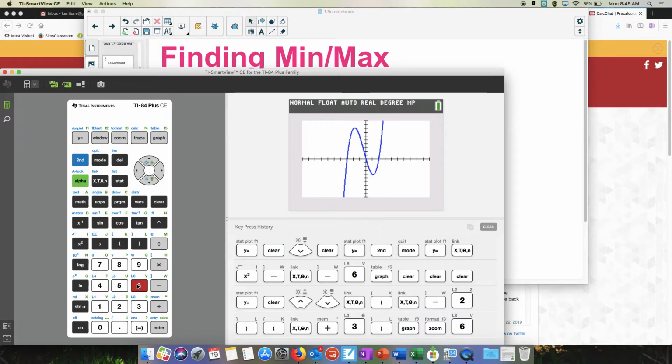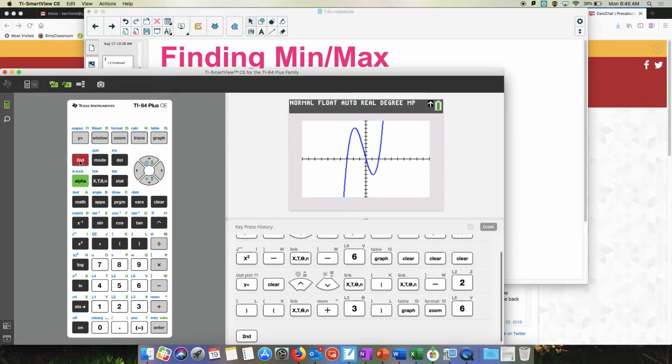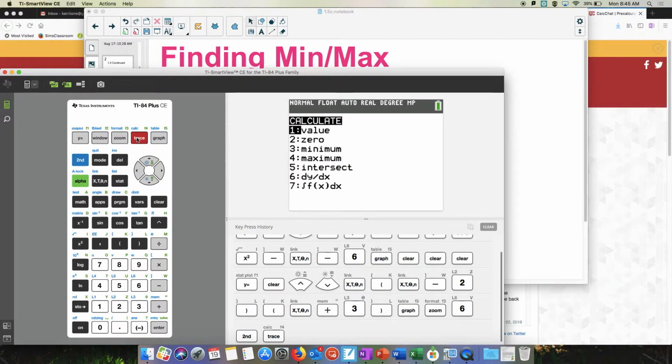Okay, so up here you have this button called trace, and right above it, it says calc. That's a calculate menu. So everybody press second, and then calculate. We're going to calculate a minimum. You can either arrow down and hit enter, or you can just press the number 3, but we want a minimum.